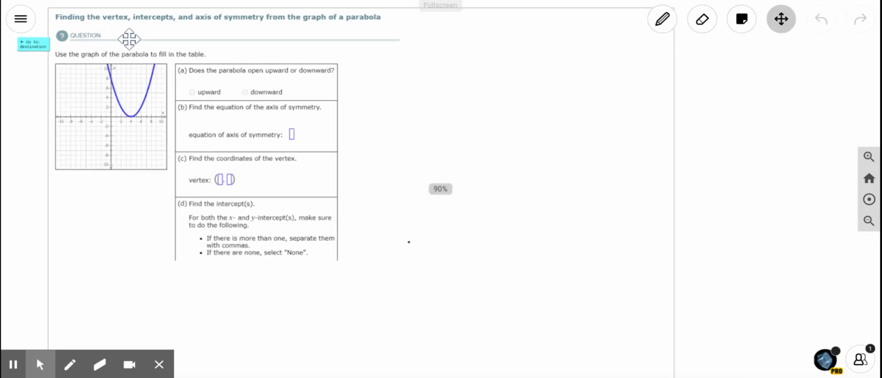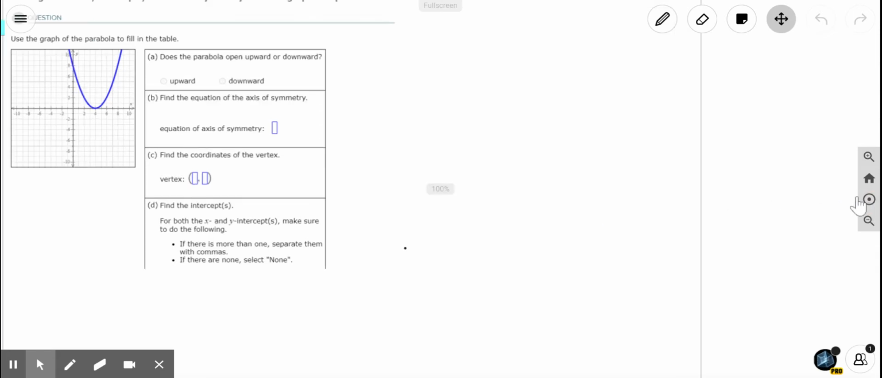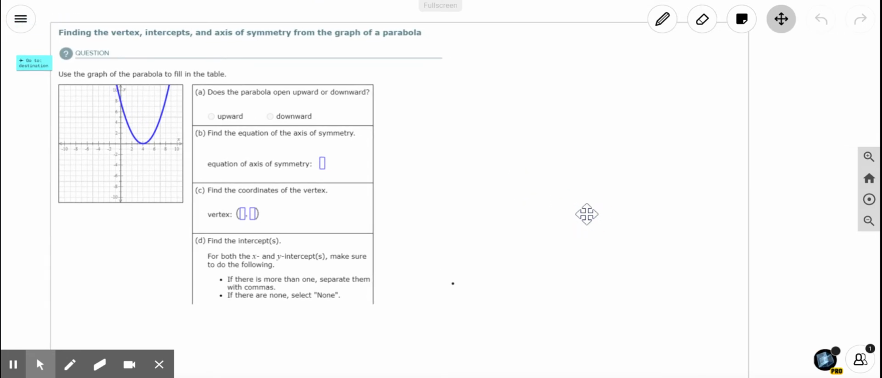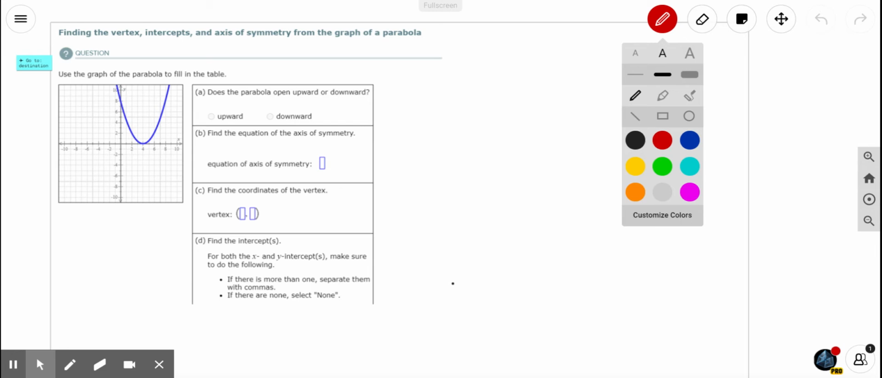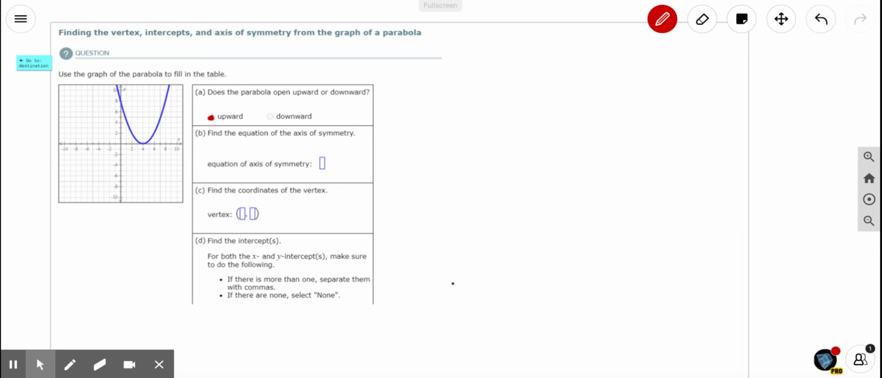Okay, it says finding the vertex, intercepts, and axis of symmetry from the graph. Okay, so here is the graph. Very simply, I'm not going to spend time on the simple questions. It says, does it move upward or downward? Obviously up. Find the axis of symmetry. The axis of symmetry is the imaginary line, we always do it with a dotted line. I can't really do dotted lines very well with this, but it is the line right in the middle, so that if you folded the parabola over, it would fold onto itself.